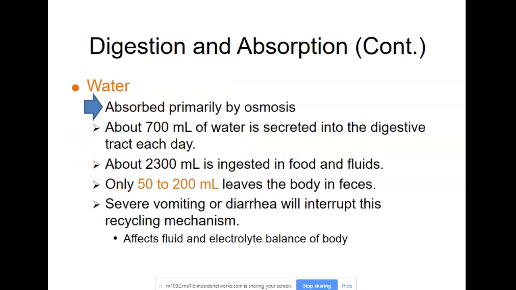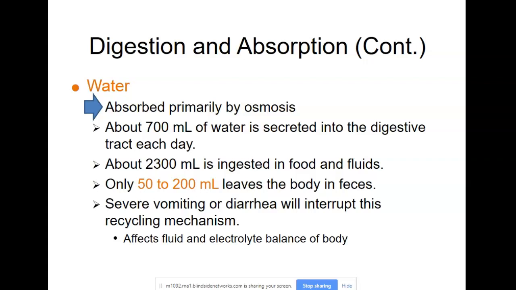So water is absorbed in your body via osmosis. You have about 700 milliliters of water that goes into the digestive tract from the rest of your body. So you're getting a pouring in of liquids every day. For reference, it's almost a full bottle of wine that your body puts into your digestive tract.